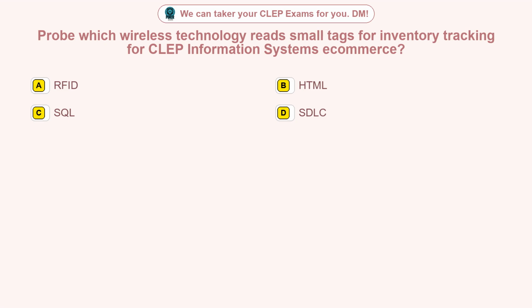Question 60. Probe which wireless technology reads small tags for inventory tracking for CLEP Information Systems Ecommerce. Option A, RFID. Option B, HTML. Option C, SQL. Option D, SDLC. The correct answer is option A, RFID.